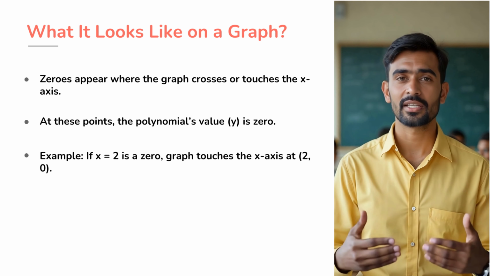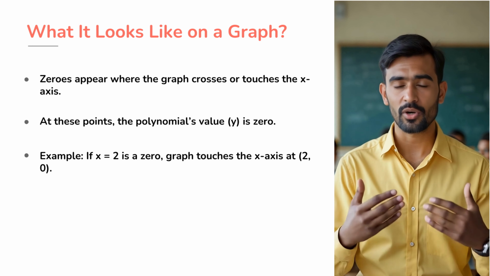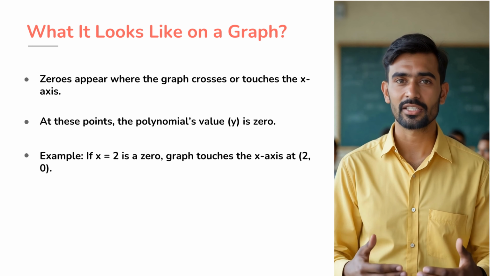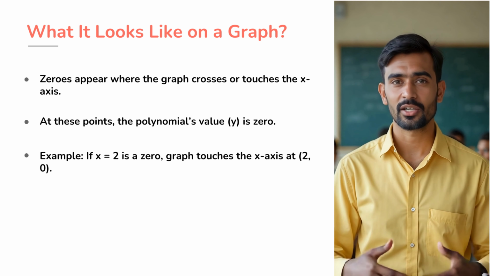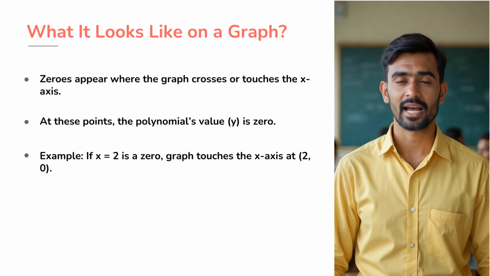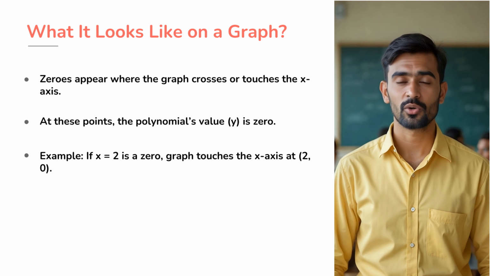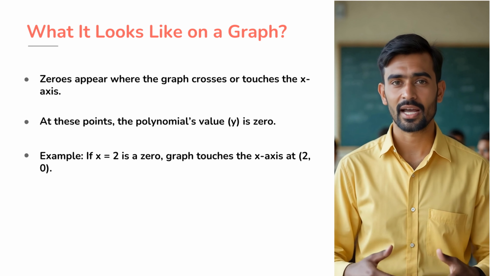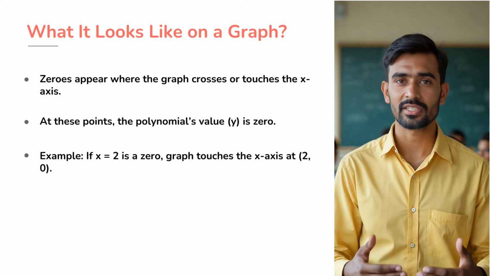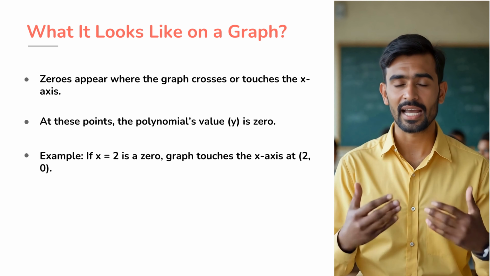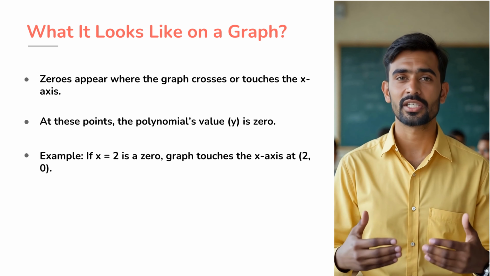Let's now picture what a zero looks like on a graph. Imagine a curve that represents a polynomial. The places where this curve touches or crosses the x-axis, those are its zeros. Why the x-axis? Because that's where the output, or y value, is 0. So, if a polynomial has a zero at x = 2, the graph will pass through the point (2, 0). Every time the curve hits the x-axis, it's like the polynomial saying, here, p(x) = 0.